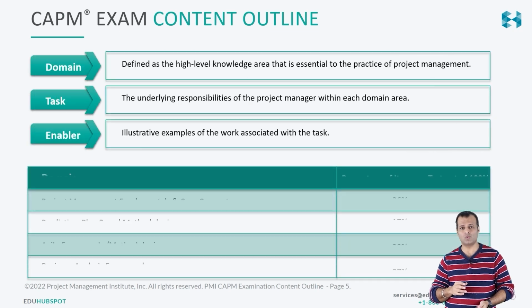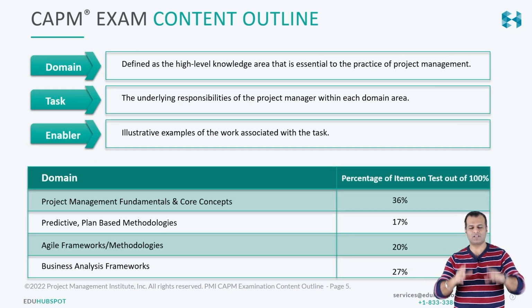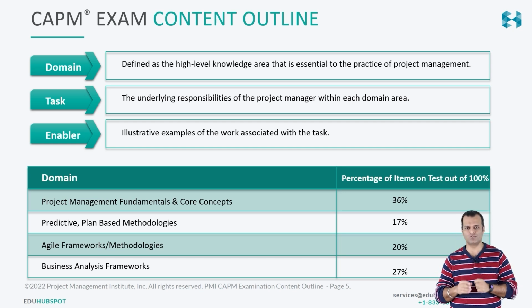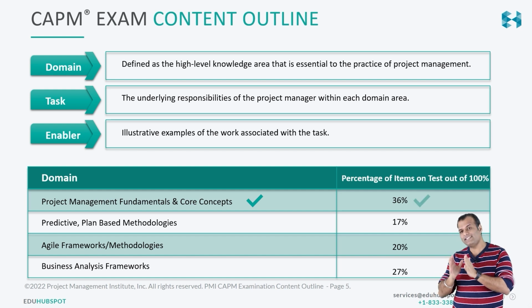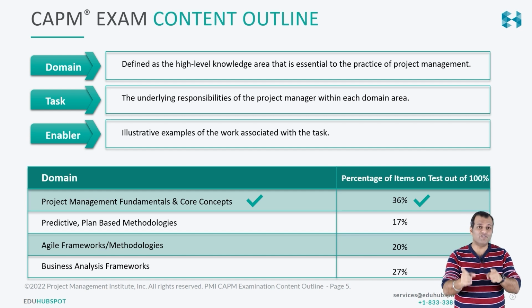So make sure you are following all the videos, making notes on the complete structure. Now, let's try to see about the exam content outline, what CAPM exam is all about. So, in your CAPM exam, it is divided into 4 domains. Now, what are those 4 domains? First is your project management fundamentals and core concepts, where PMI talks about the basic terms and terminologies which are very popular in the project management industry. So 36% of your exam out of your 150 questions will come from your project management fundamentals.